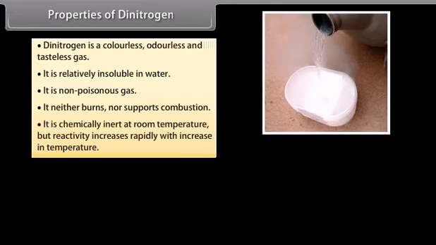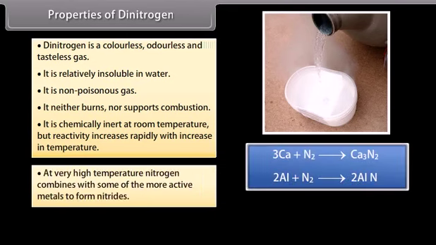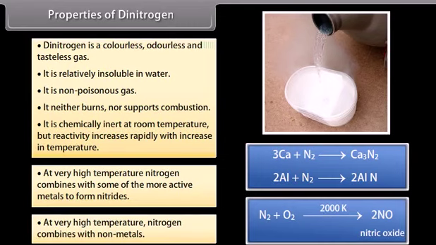It is chemically inert at room temperature, but its reactivity increases rapidly with an increase in temperature. At very high temperatures, nitrogen combines with some of the more active metals to form nitrides. At very high temperatures, nitrogen also combines with nonmetals.